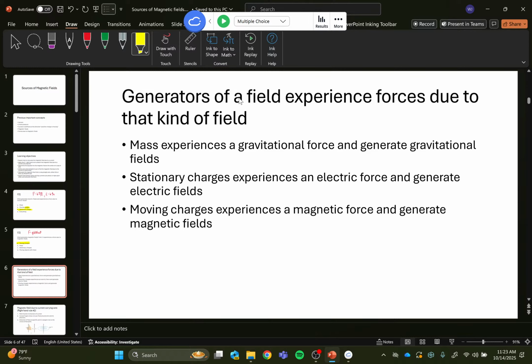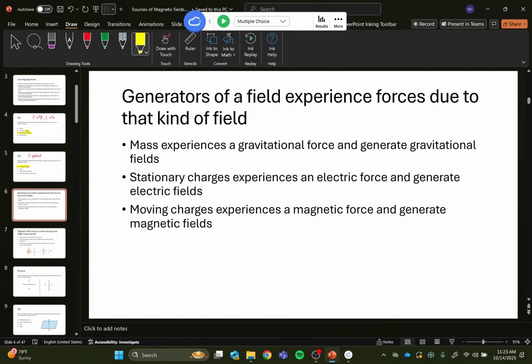All right, this is a quick summary of fields and forces. What makes gravitational forces? Mass. What makes gravitational fields? Mass. What makes electric fields? Charge. What experiences electric fields? Charge. What makes magnetic fields? Moving charges. What experiences the magnetic force? Moving charges. The things that make a field experience a force due to said field. That's the connection I'm trying to make here. That's the logic with fields. What experiences a force therefore generates the field that will affect another one.